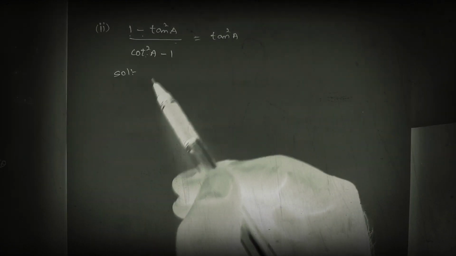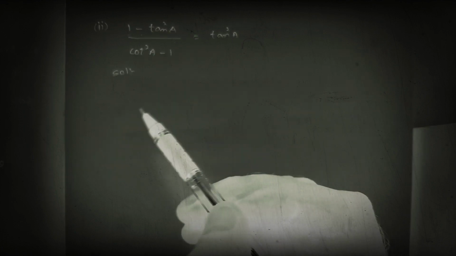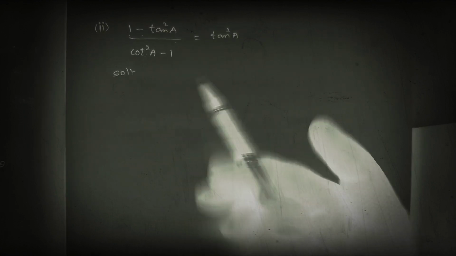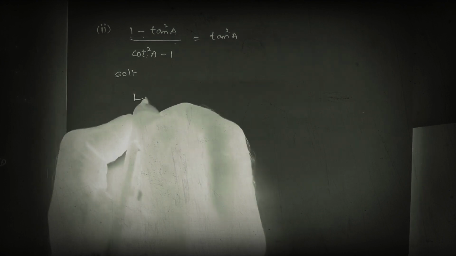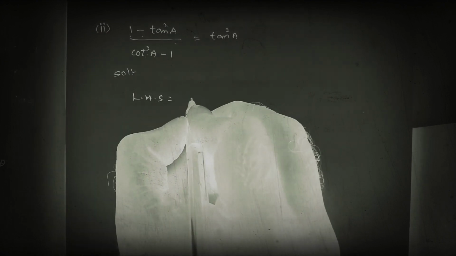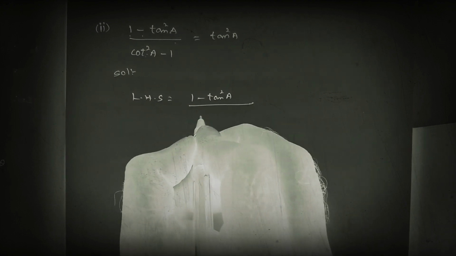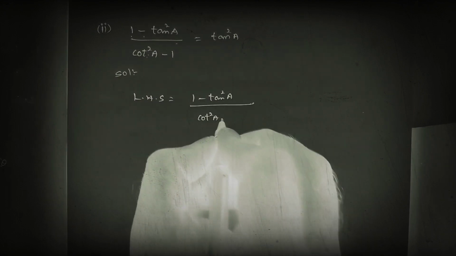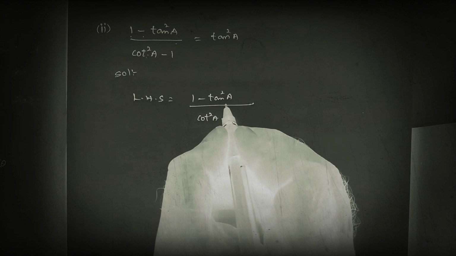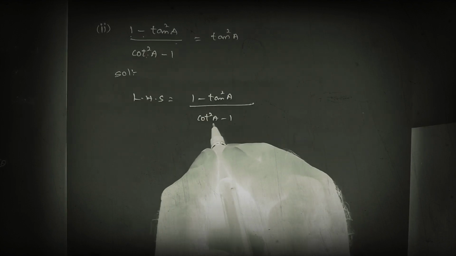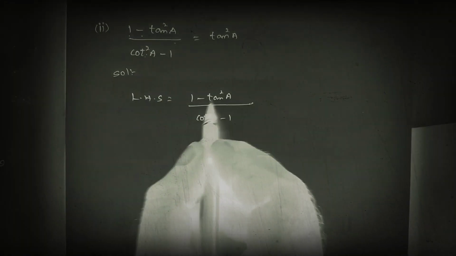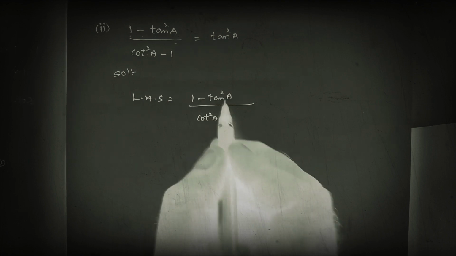Is it possible to simplify? Shall we check? We have so many ways. I am just checking. If it is possible, we can go with that method. I am just taking the LHS. So LHS is equal to 1 minus tan square A divided by cot square A minus 1. Actually it is a square identity, so we can use the identity formula also.